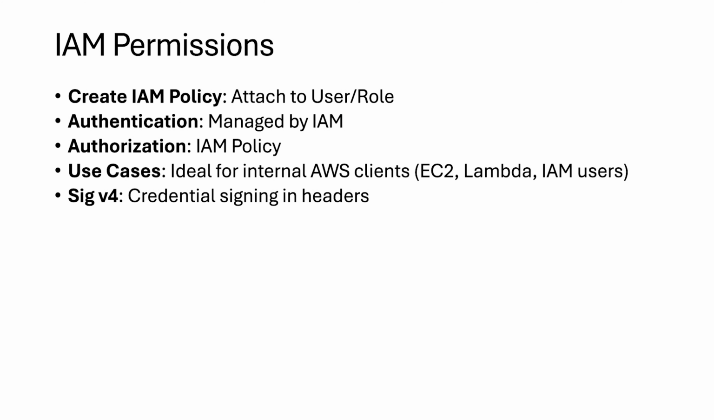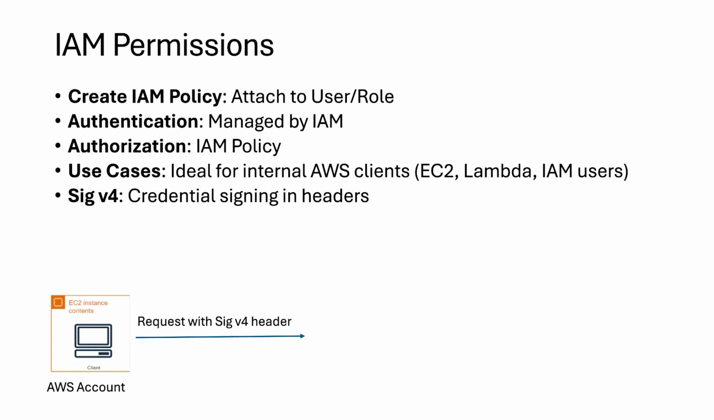We'll see a flow diagram so that you will get better clarity. Here we have an EC2 instance, and inside it you have your client, for example some client application you are running. We are using only one AWS account. This client application is sending a request, and since it is in the same AWS account, it is able to get the Signature v4 header. It creates a request, attaches the Signature v4 header, and passes it to API Gateway.